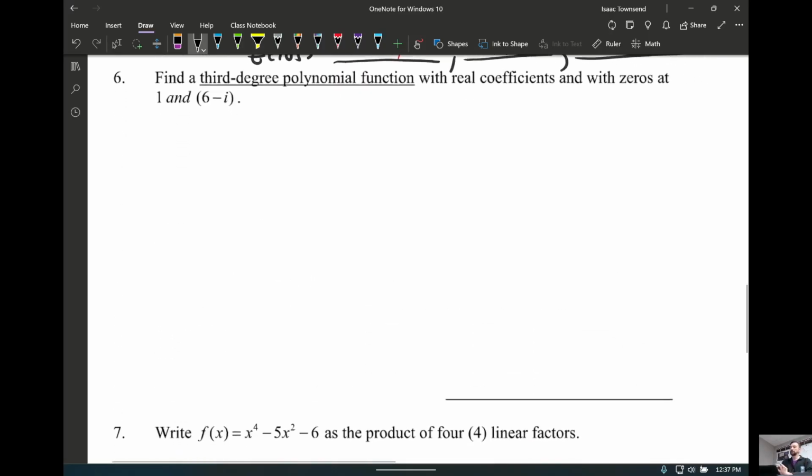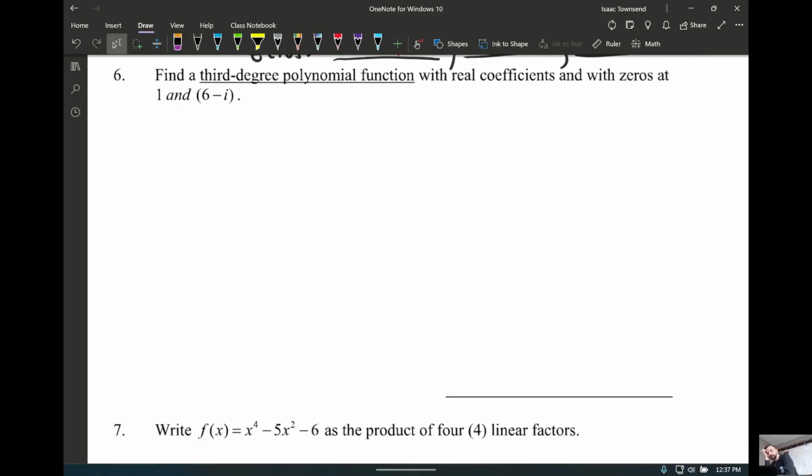Okay, number 6, next to the last one here that we need to talk about on the board today at least. Find a third degree polynomial. So instead of you trying to find factors and such, it's trying to get you to come up with the function. So kind of backwards from what you're used to. Has zeros of 1 and 6 minus i.